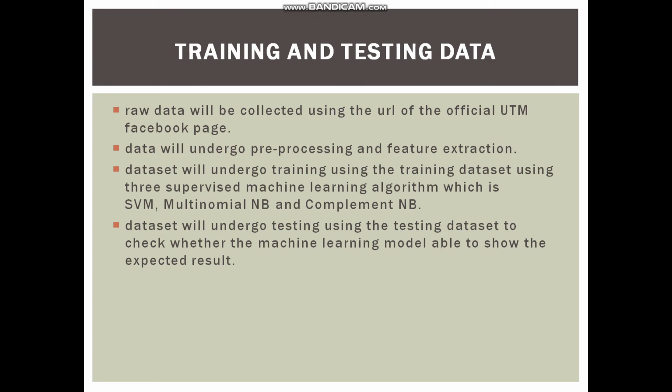Then we'll go for the training and testing data. Raw data will be collected using the URL of the official UTM Facebook page. Then the data will undergo pre-processing and feature extraction. And then the dataset will undergo training using three supervised machine learning algorithms, which are SVM, multinomial naive Bayes, and complement naive Bayes. The dataset will undergo testing using the testing dataset to check whether the machine learning model is able to show the expected result or not.